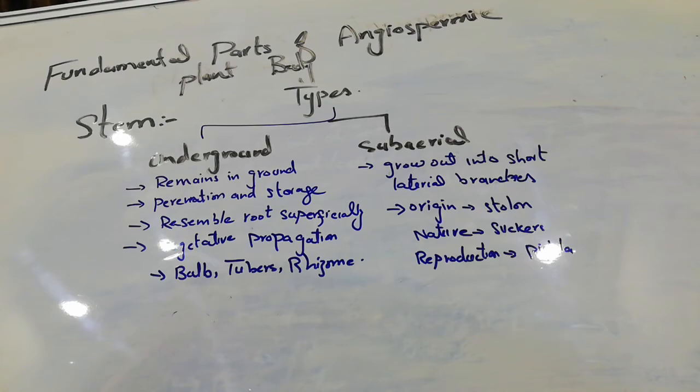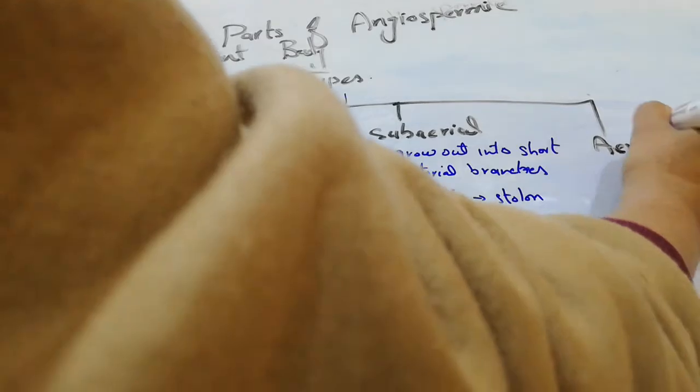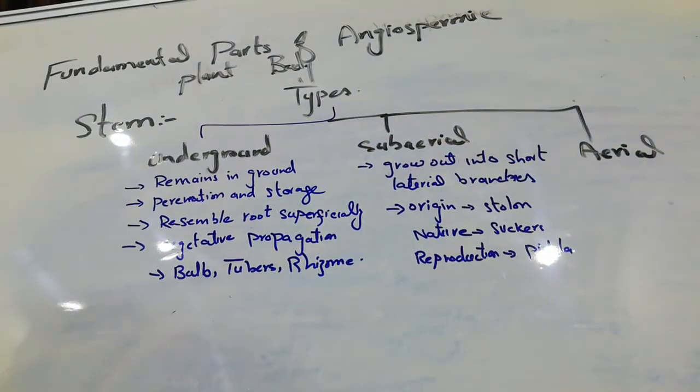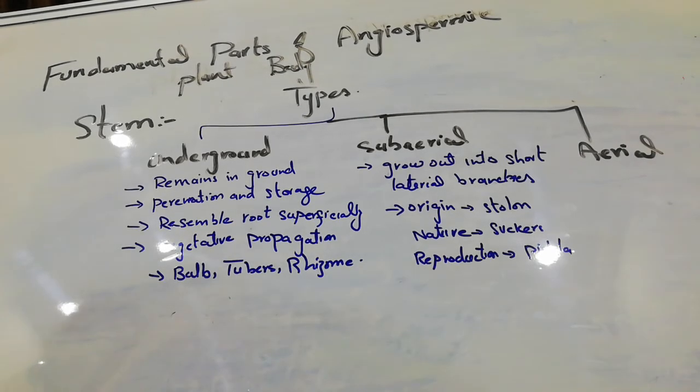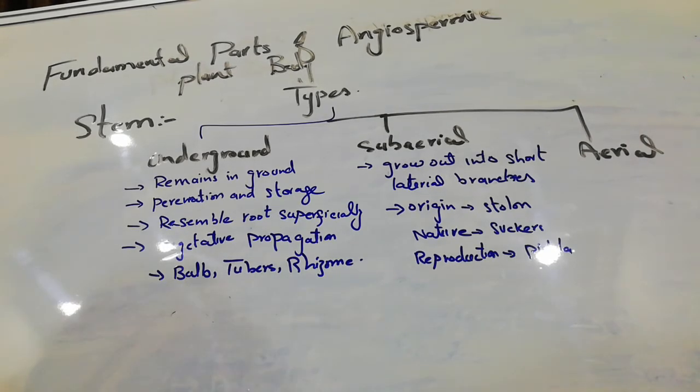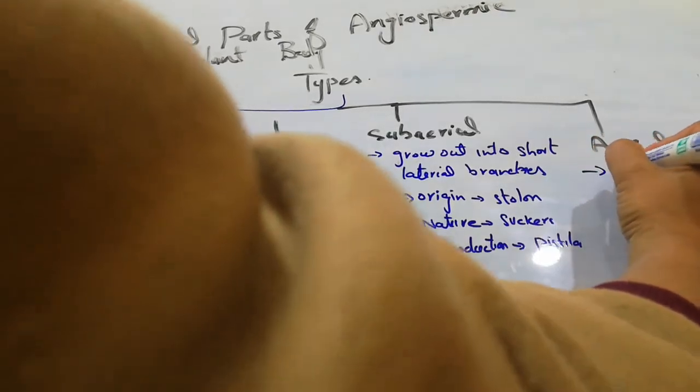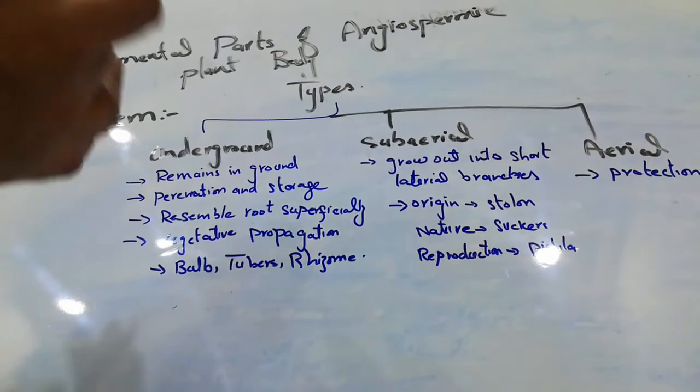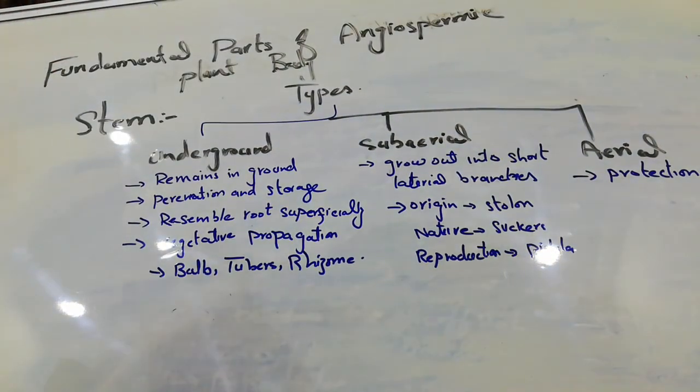Another type of stem is the aerial stem. As the name indicates, these are modified stems which have an unusual function. What kind of unusual function? They are modified for specialized functions. The main role of the aerial stem is protection from hazardous environmental conditions or from predators.